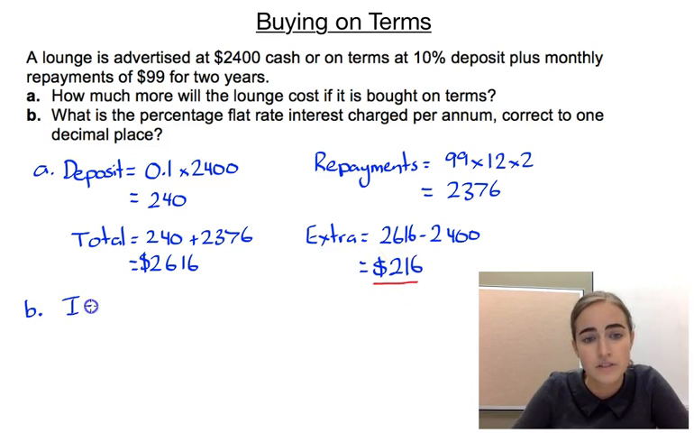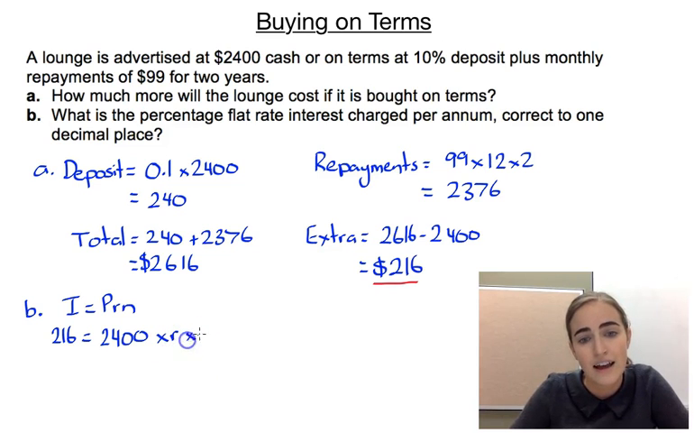So with our simple interest formula, I equals PRN, that's our interest. So that's our 216. Our principal was the initial $2,400. Our rate is what we're trying to find, so we'll leave that as R. And our N is those 2 years.